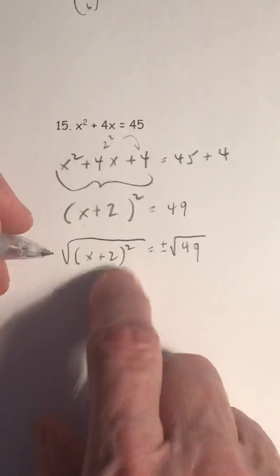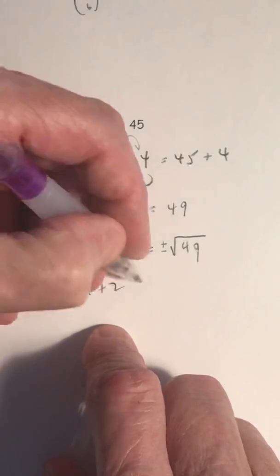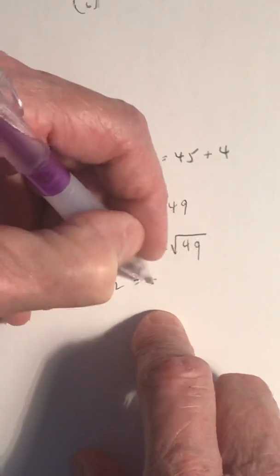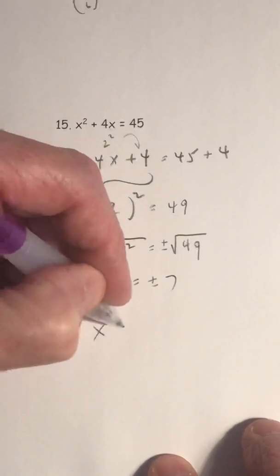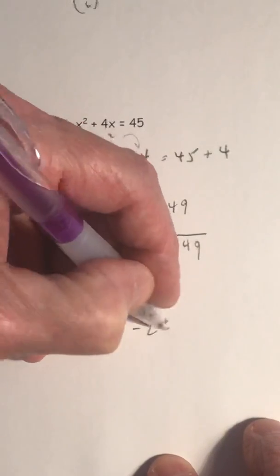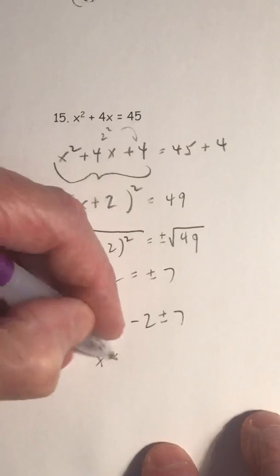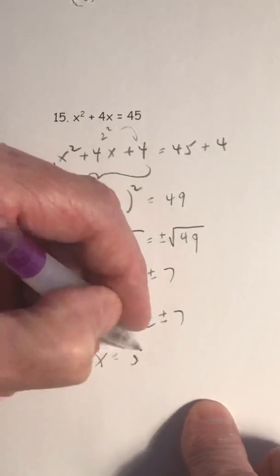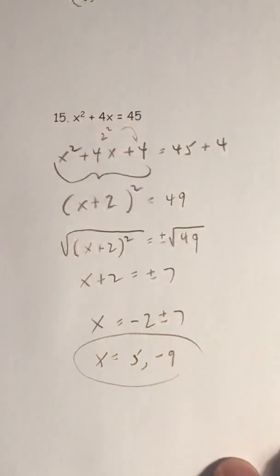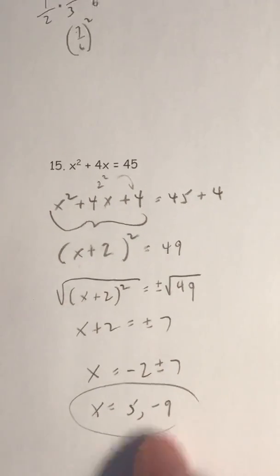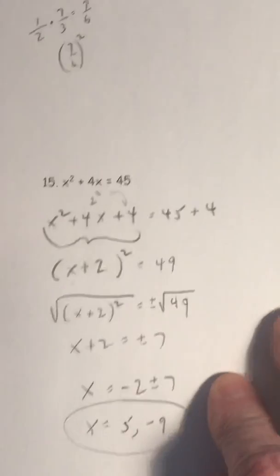Square root of the square of x plus 2 is x plus 2. On the other side, we have plus or minus 7. And then if I add negative 2 to both sides, I'm going to have x equals negative 2 plus or minus 7, which means negative 2 plus 7, or negative 2 minus 7. These are the real two answers. By the way, that tells me that I could have taken away 45 from both sides.